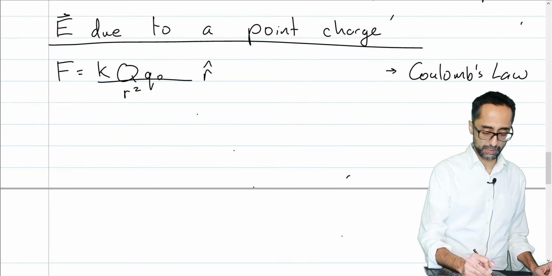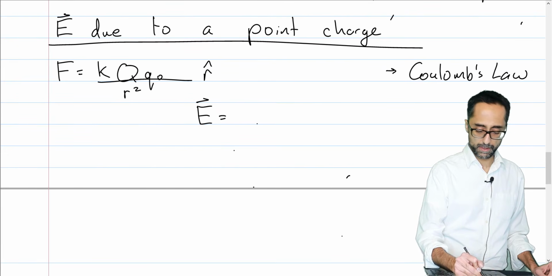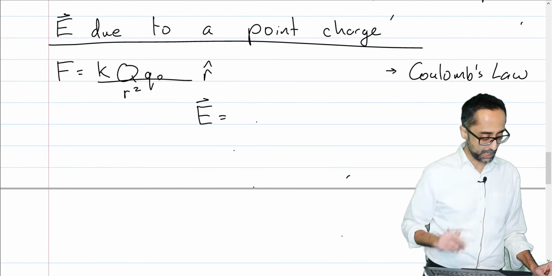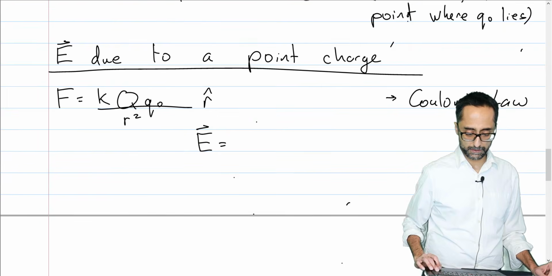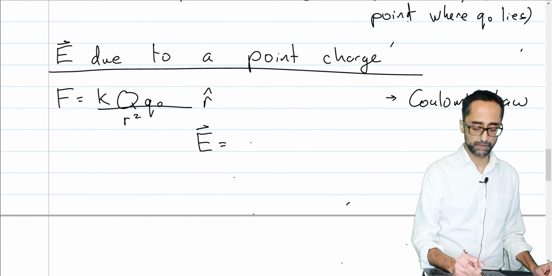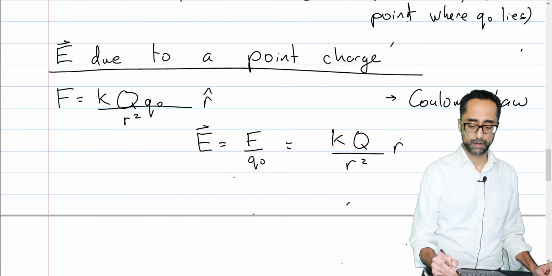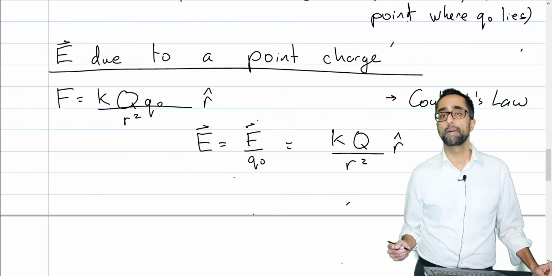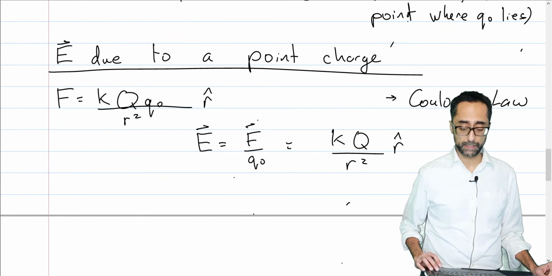And then what we're doing is taking our E and applying the formula that E is equal to F divided by Q naught. If E equals F divided by Q naught, then this is equal to KQ over R squared R hat. That's it. We just get rid of the Q naught, and what's left over should be our electric field.